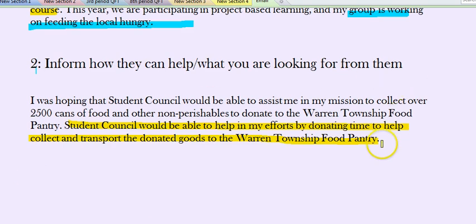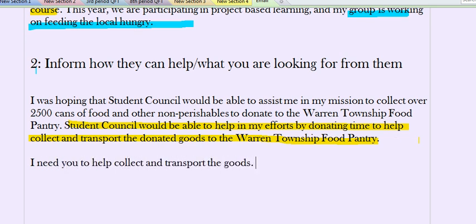If I were to phrase it like this instead, I need you to help collect and transport the goods. Now it's a demand, okay? It's a command. And so you want to avoid that because no one likes to be told what they have to do.